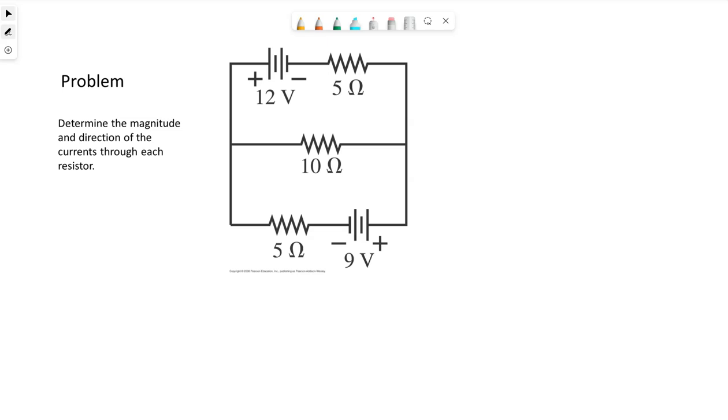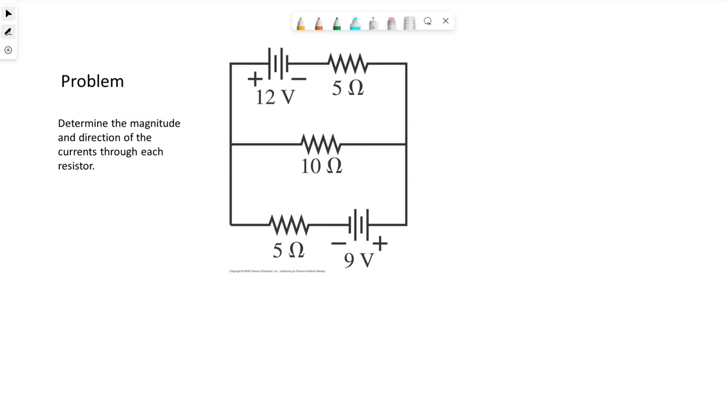We have an example problem here. We have a circuit. It has 2 batteries, 3 resistors. The problem itself asks us to determine the magnitude and direction of the currents through each resistor.